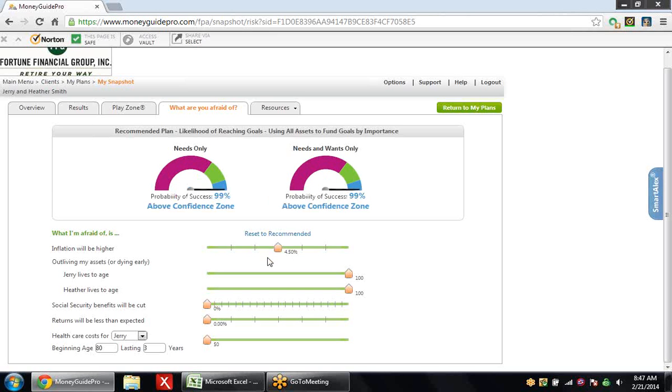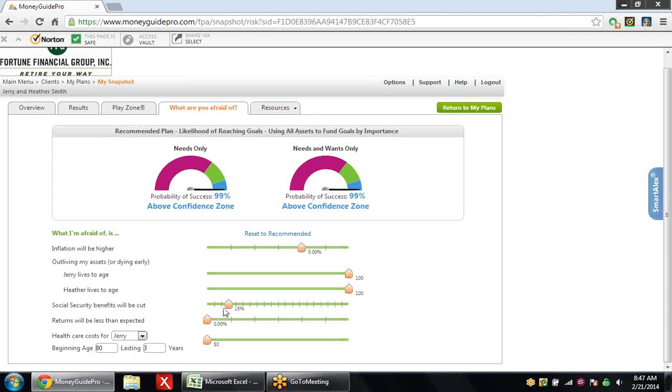And I guess at that point, we're still 99% confident. What happens if we go to 5%? Still, oh, I'm sorry, 4.5%. What happens if we go to 5%? Now remember, it wasn't that long ago, back in the 80s, that we had double-digit inflation. At 5%, we're still okay.